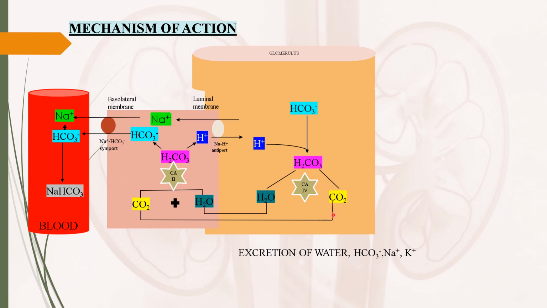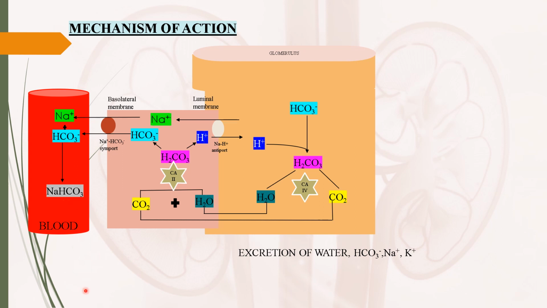This carbon dioxide readily diffuses into the epithelial cell where it combines with water to form carbonic acid in the presence of enzyme carbonic anhydrase type 2. Carbonic acid then spontaneously ionizes to bicarbonates and hydrogen ions. These bicarbonate ions are transported to the bloodstream. Here on the basolateral membrane, there is sodium bicarbonate ions importer that transports sodium and bicarbonate ions into the interstitium and then into the bloodstream where they combine to form sodium bicarbonate. In this way, electrolyte balance is maintained.